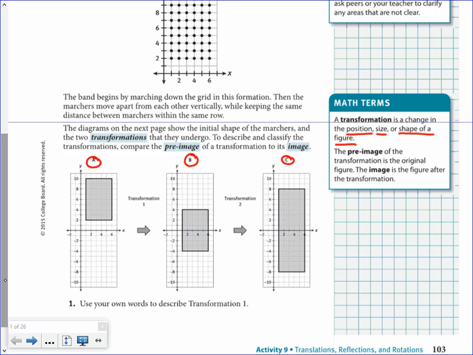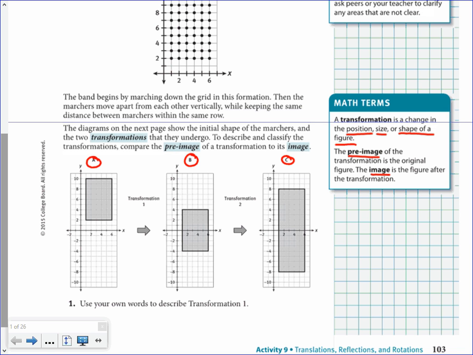Your book shows you pre-image and image. Pre-image is the original figure. That's what you start with. Think about the word pre-image. It has a prefix, pre, P-R-E. That prefix means before. So this is the image before we do our transformation. Our original image is the pre-image. Then, after you do your transformation, you have the image. That's the resulting figure that you end up with at the end. So those are some of our new terms.